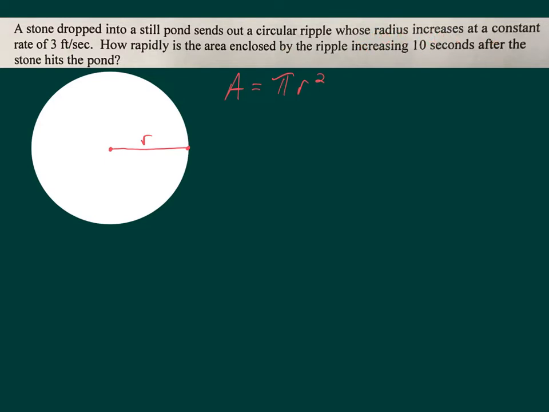See, the radius is increasing at 3 feet per second. So any rate will be how the radius, or how the variable is changing with respect to time. So how does the radius change with respect to time? This will be 3 feet per second. And that's great. So what we're trying to figure out is how the area is changing. How rapidly is the area increasing? So we're trying to find this dA over dt as the goal.